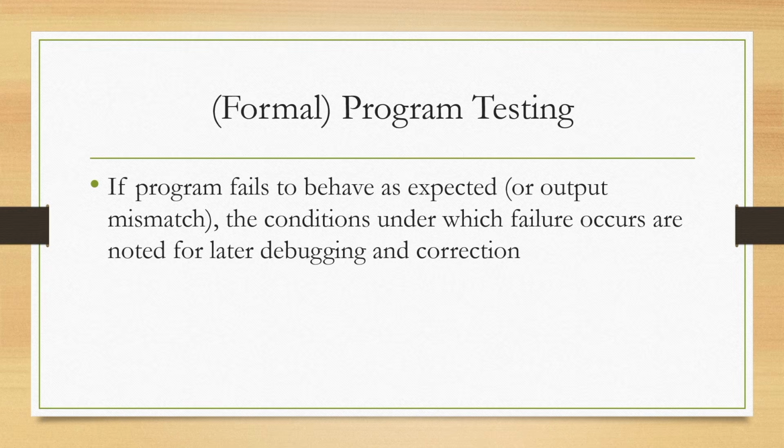If the program or the code fails to behave as expected, that means the output that it generates is not the same as the output that is expected for a given input, the conditions or the inputs under which failure occurs are noted for later debugging and correction. So, that is the way to go for more rigorous and formal program testing.